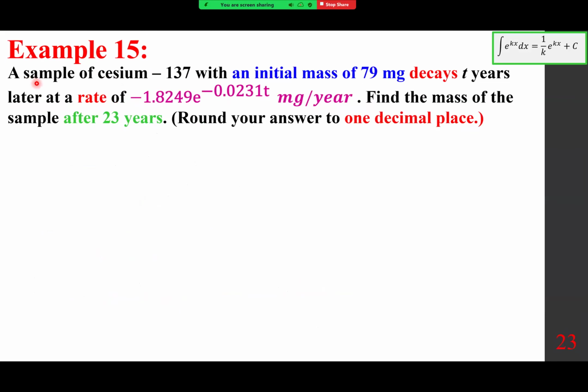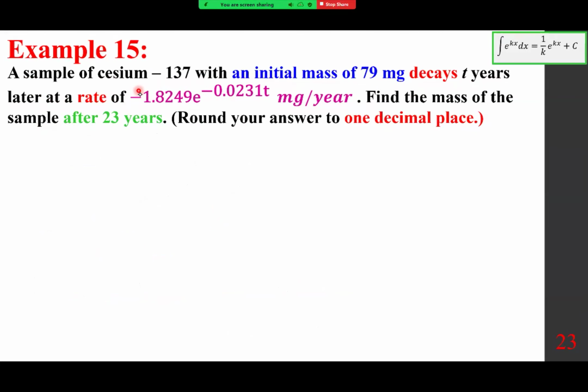Another application example: a sample of cesium-137 with an initial mass of 79 milligrams decays t years later at a rate of negative 1.8249 e to the power of negative 0.0231t milligrams per year. Find the mass of the sample after 23 years and round it to 1 decimal. So this is the initial value and this is the rate. This is the derivative of some function.